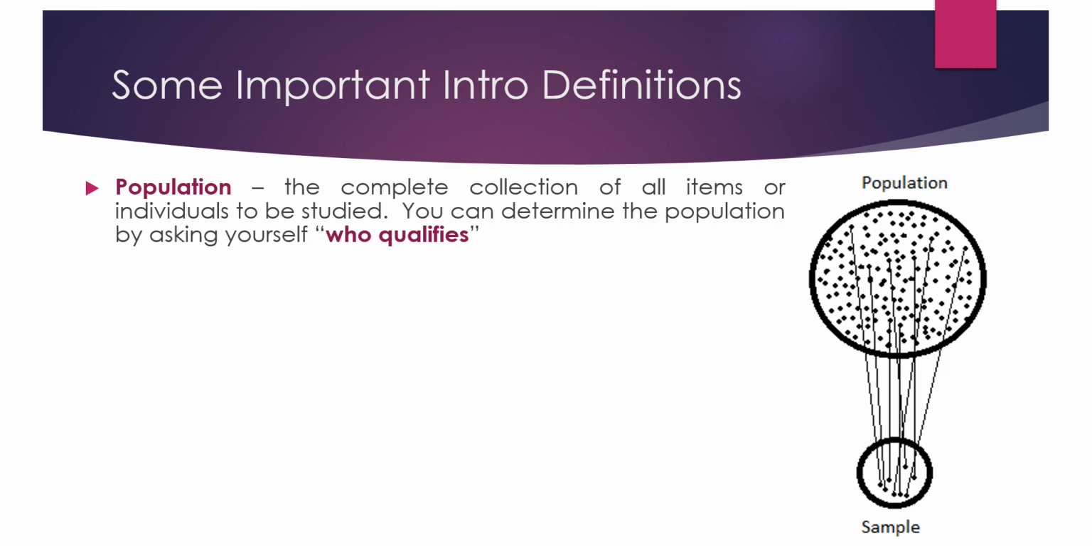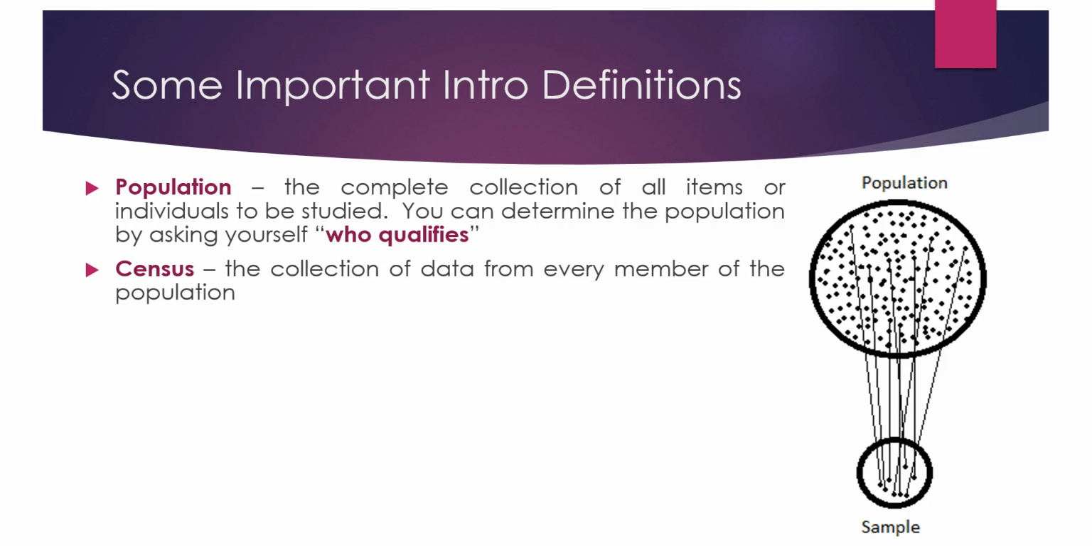So for example, if you are listening to the radio and they say, hey, call in if you have an opinion on the recent smoking ban vote. So the people that qualify are only the people that are listening to that radio station. So in this case, the population would be listeners of that radio station.